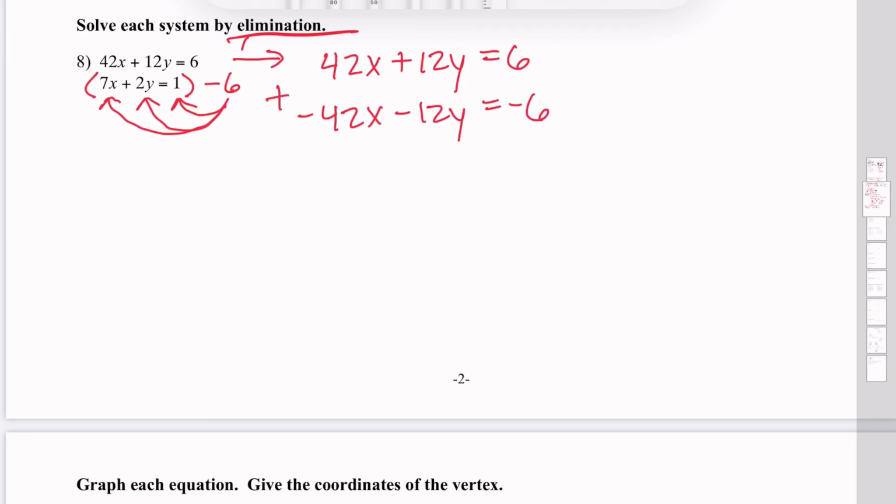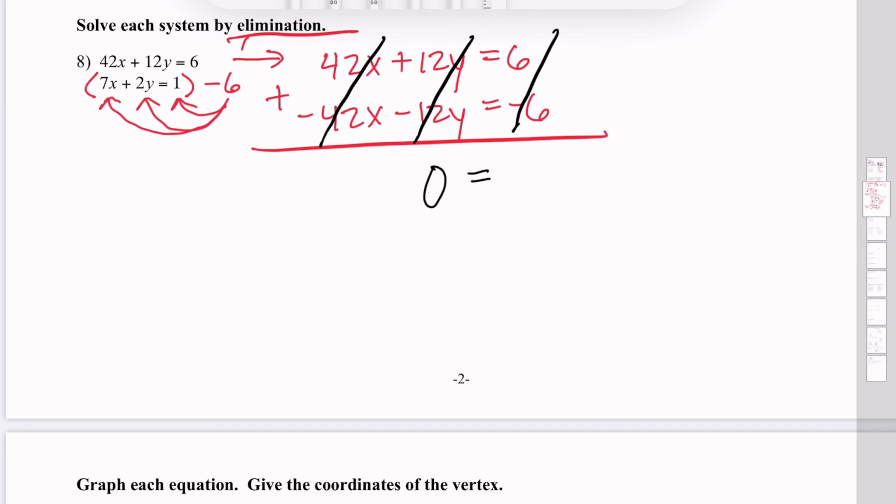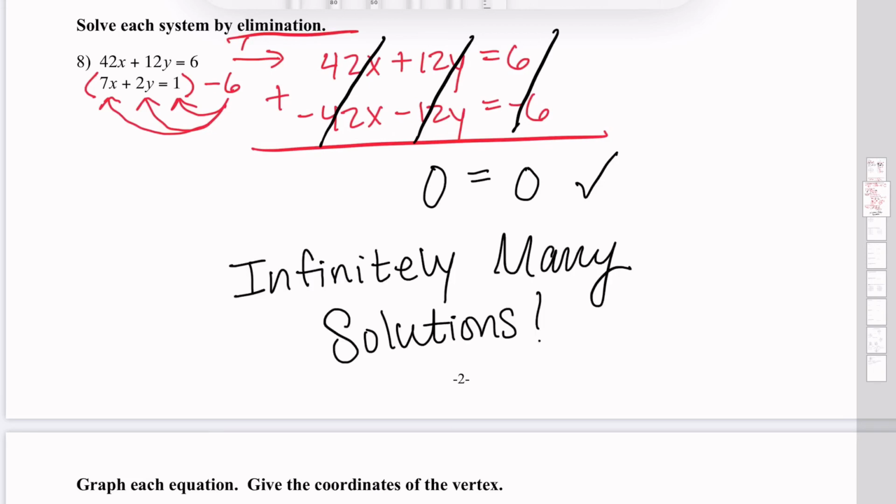And now I'm going to distribute the 6 into each term in the parentheses by multiplication. We're going to add. Notice how the x cancel, they make 0. Also the y's, so we have 0 on the left-hand side, but also the 6's cancel. We get 0. Is this a true statement? Does 0 equal 0? Yes. So when this happens, it means that the 2 equations were actually the same. And if you were to graph them, the lines will be on top of each other, telling us that our answer will be infinitely many solutions.